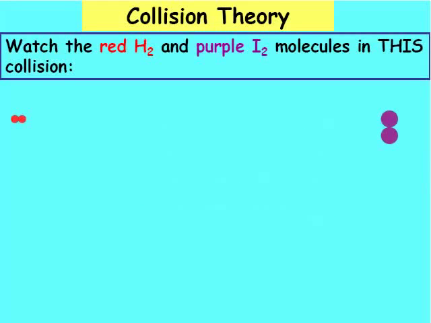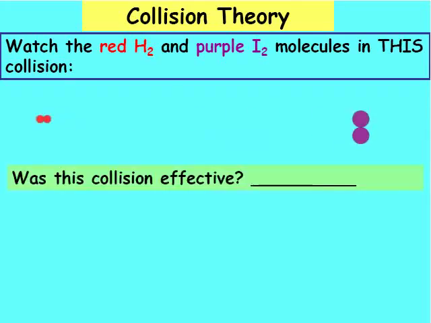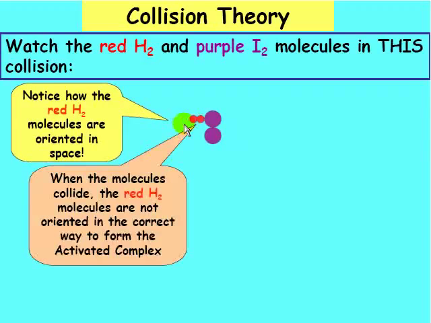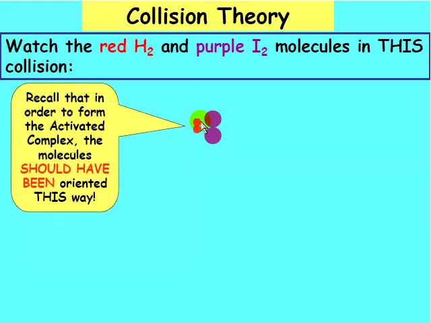Okay, watch this collision between H2 and I2 molecules. Was this collision effective? No. Why not? Well, let's take a closer look. Notice how the red H2 molecules are oriented in space, like that. When the molecules collide, the red H2 molecules are not oriented in the correct way to form the activated complex. They're not lined up the right way.